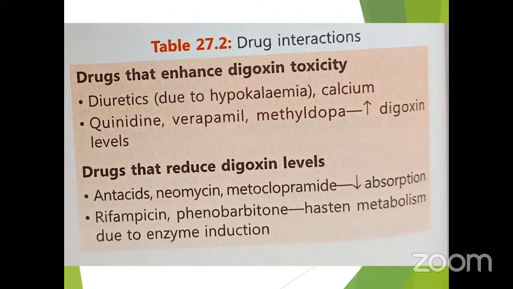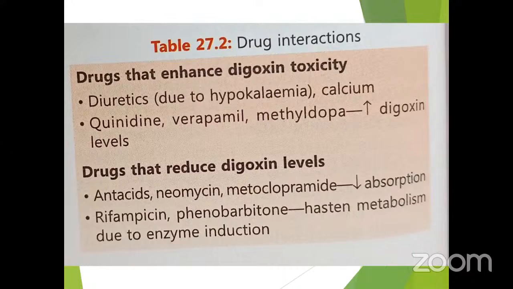Never use these: quinidine, which is an anti-arrhythmic drug, and verapamil, which is a calcium channel blocker, used mainly in arrhythmias and quite rarely in hypertension, never in angina. Methyldopa, a drug of choice in pregnancy-induced hypertension. When we use it along with digoxin, it increases the digoxin levels, which reduce the digoxin levels because of decreased absorption. Obviously, digoxin is not absorbed, so we will not find the therapeutic benefit.